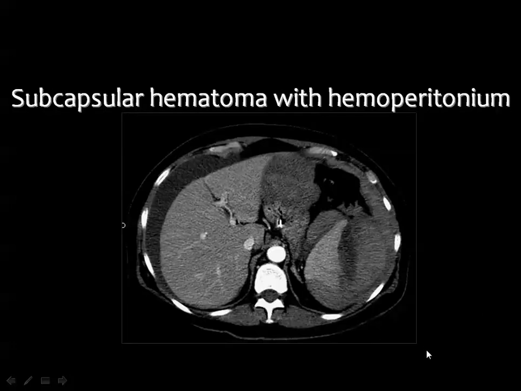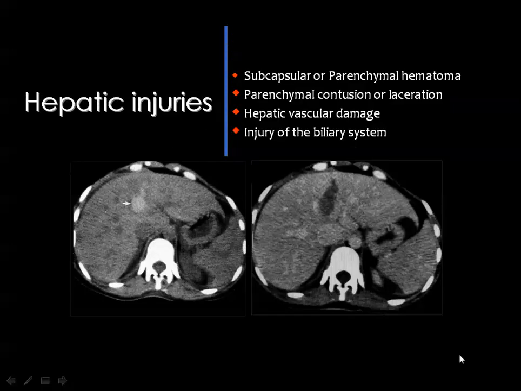Then this is the subcapsular hematoma. This is the spleen, and you see an extensive subcapsular hematoma, and also blood within the peritoneal cavity, and the sentinel clot sign is very evident here. And you see the relatively hyperdense collection adjacent to the spleen. The hypodense collection is adjacent to the liver.